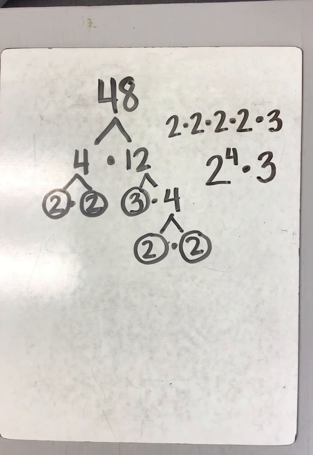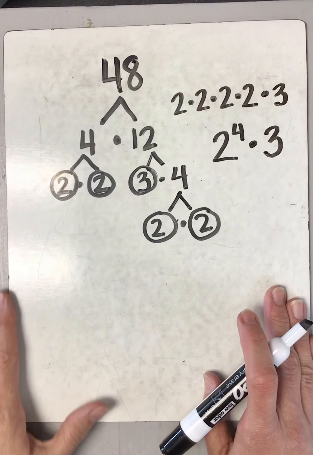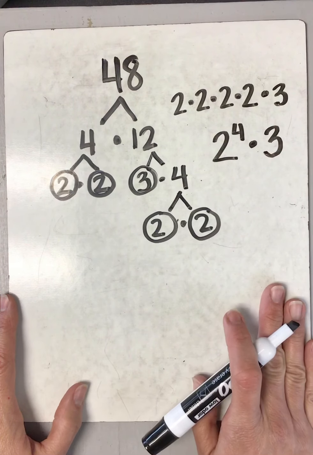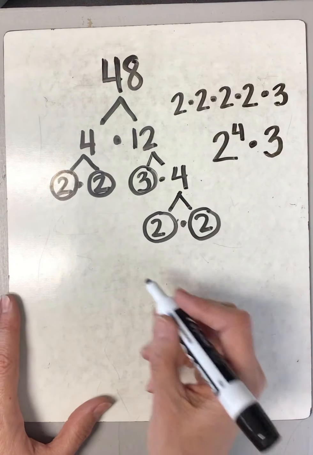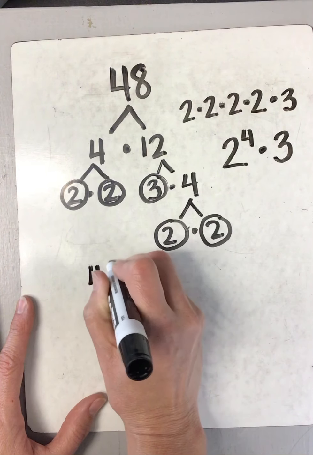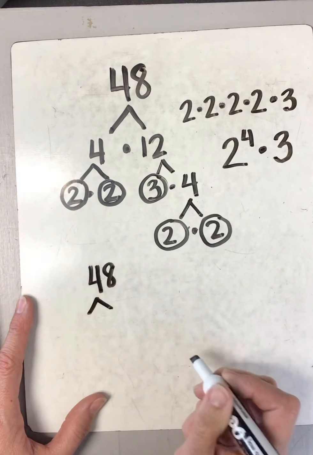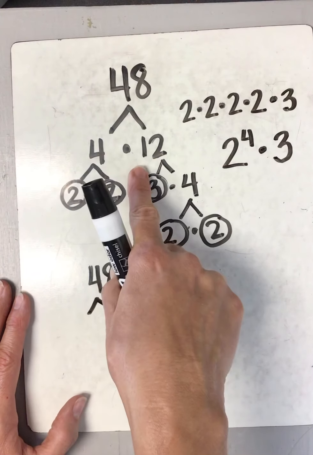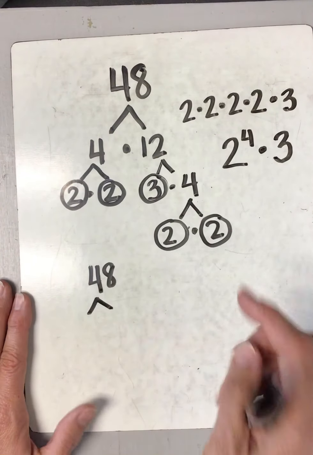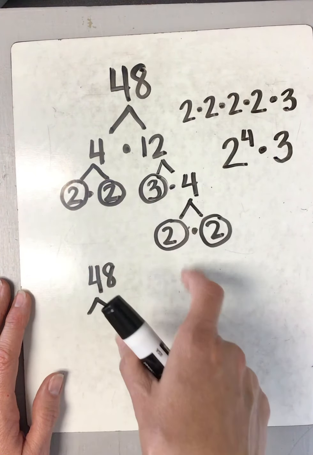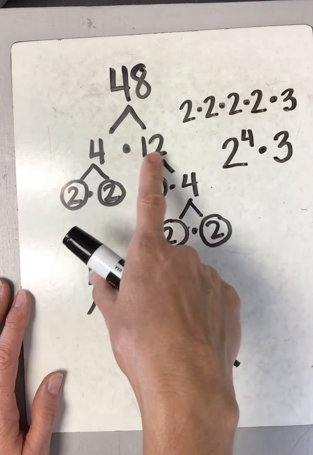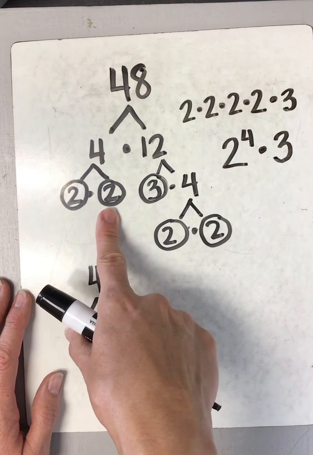Okay, I want to demonstrate very quickly for you that it doesn't matter how you start your problem, you will still get 48. So let's say that I had started this problem a different way. Let's say that instead of 4 times 12, I did 24 times 2. And 24 times 2 is right here.